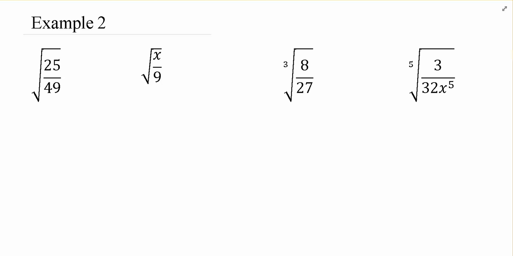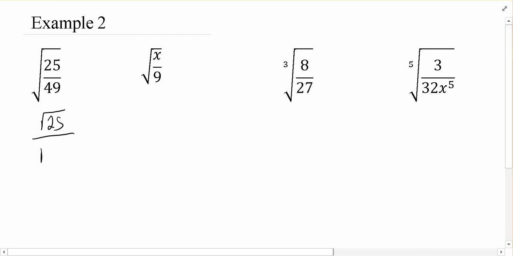Now, each of the problems in this example have a radical of a fraction, and directions on this would be something along the lines of use the quotient rule to simplify. And so if we're going to use the quotient rule, it tells us we can rewrite this as the square root of 25 over the square root of 49, which is simply 5 over 7.